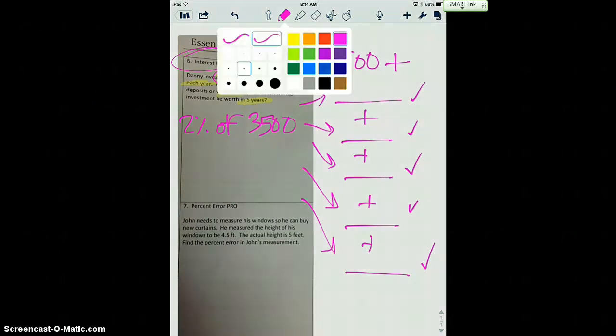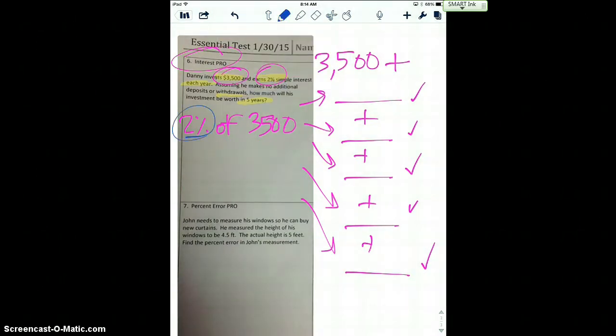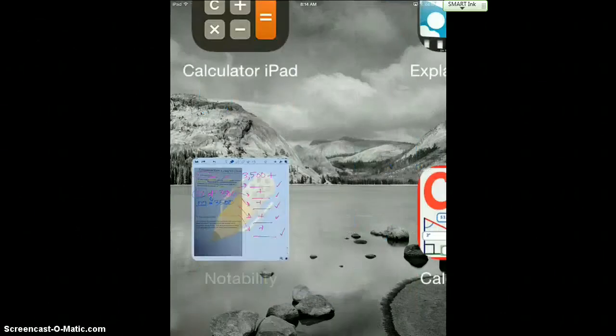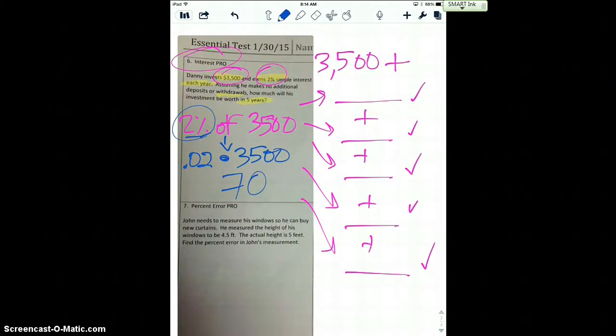So how do we find 2% of 3,500? 2% is going to be 2 out of 100. 2 divided by 100. And when you do that, you'll get the decimal version of 2%, which is 0.02. Of means times 3,500. So when I take 0.02 times 3,500, there's how much money he gets each year. So 70 bucks. So you get 70 the first year, 70 the second year, 70 the third year, 70 the fourth year, 70 the fifth year.